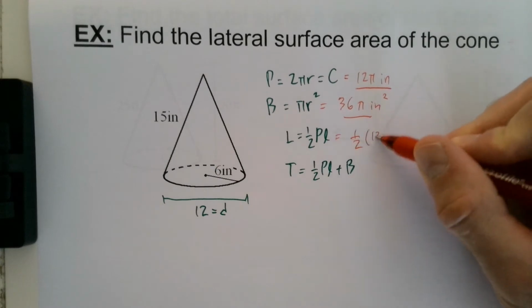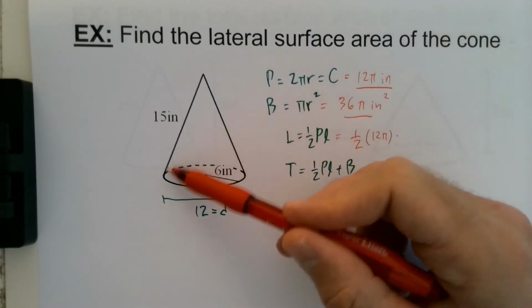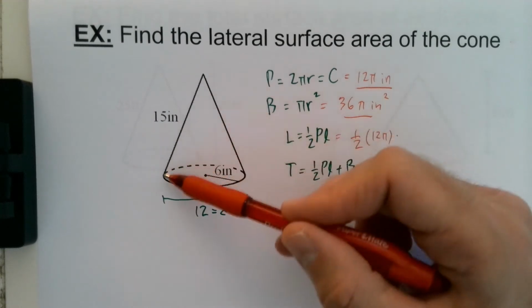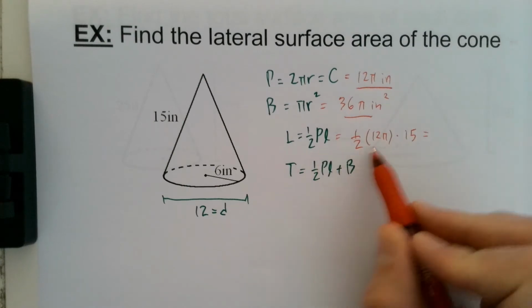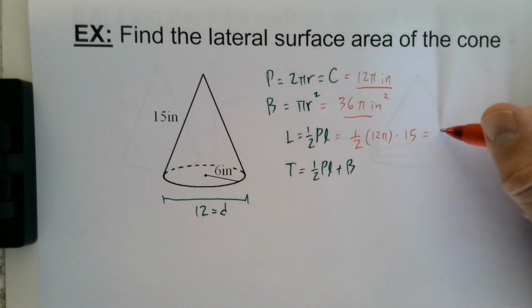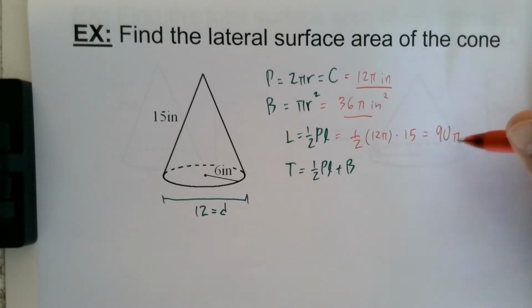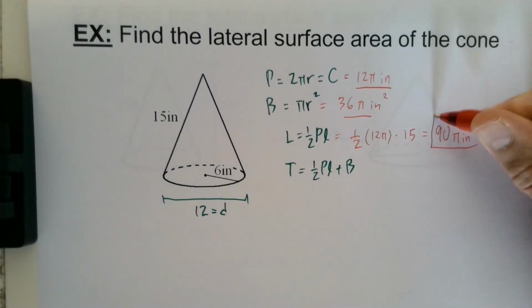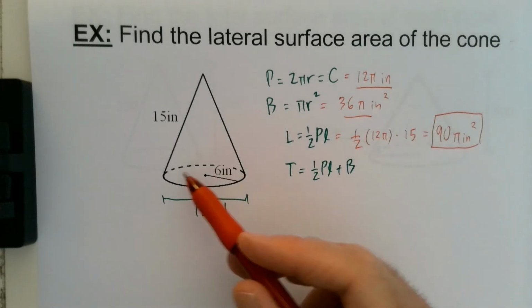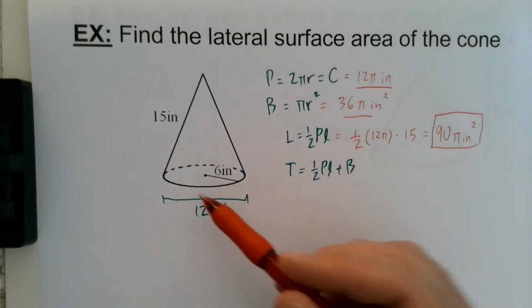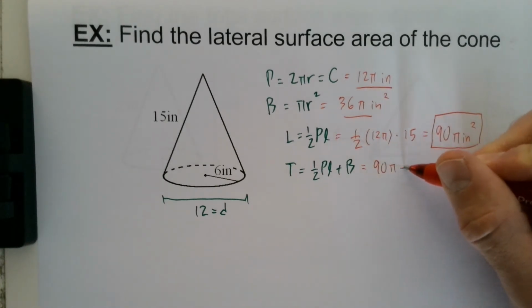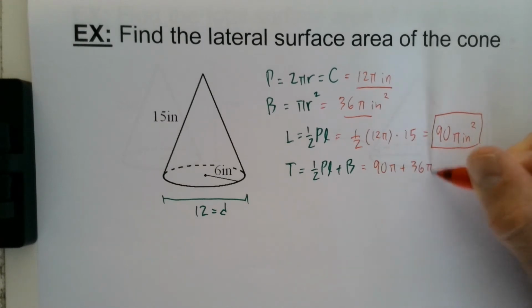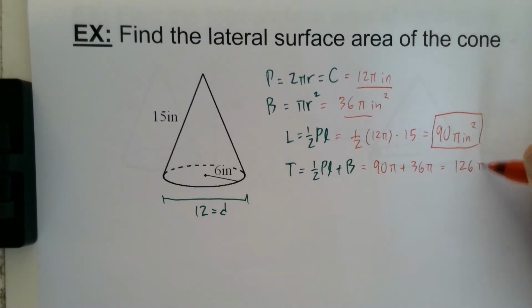Half of 12 pi times the slant height, just like with pyramids, we have a slant height for cones, it's 15. And let's see, half of 12 is 6, times 15 is 90. So there's our lateral area. It's going to be the area of that rounded part there, and then now we need to add the base area. So altogether should be 126 pi inches squared.